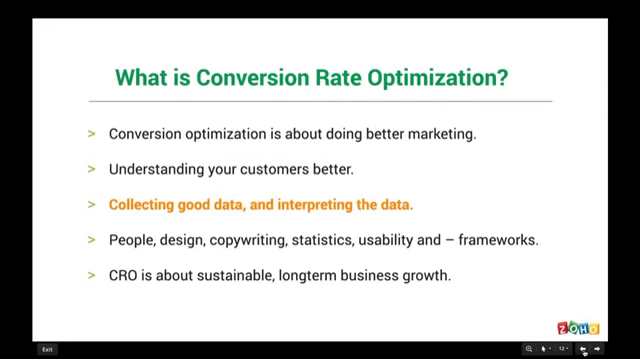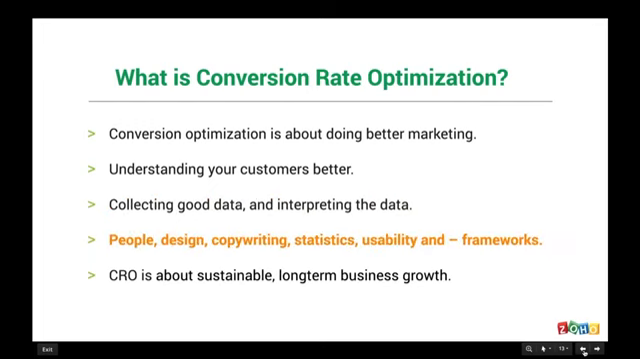So the most important skill or an important factor for anyone getting into conversion rate optimization is knowing how to get good data and how to draw conclusions out of that data. But even so, this is just the beginning. You need to know a lot about people, how they think, what they want, the design, the copywriting, the statistics, working largely with the numbers, number crunching, usability, and frameworks and tools required for this.